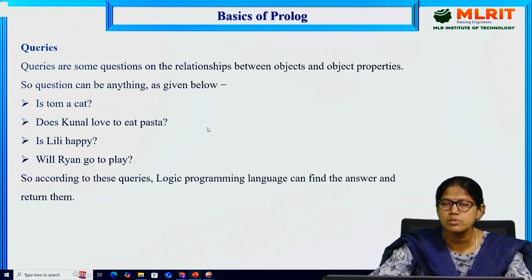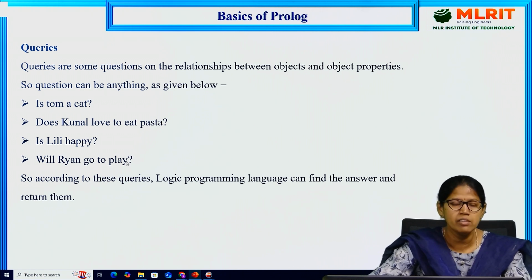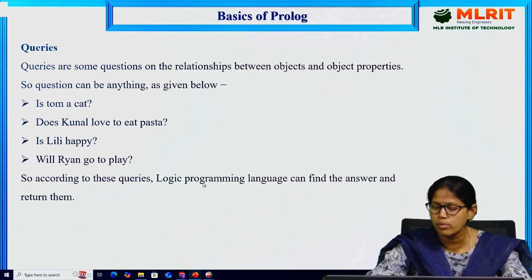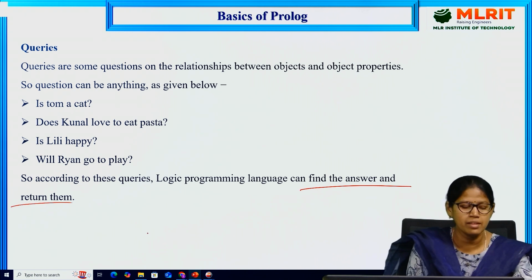Does Kunal love to eat pasta? Is Lily happy? Yes, when she dances, she is happy. Will Ryan go to play? Yes, when his school is closed and when he is free, then he will go to play. So these two conditions need to be true. Then only Ryan go to play is true. So according to these queries, the logic programming language can find the answer and return it.